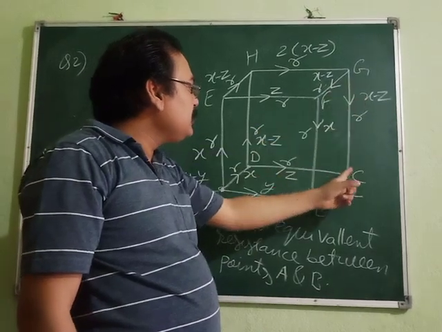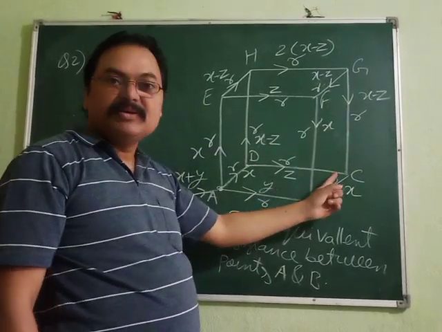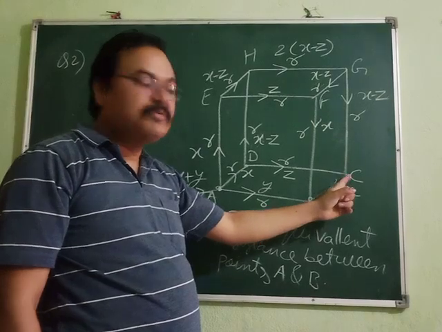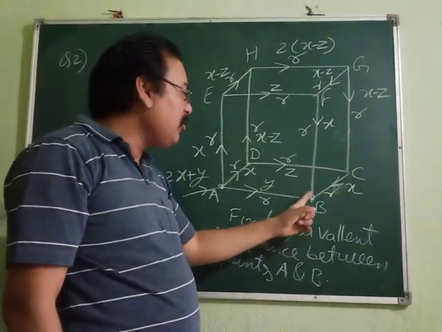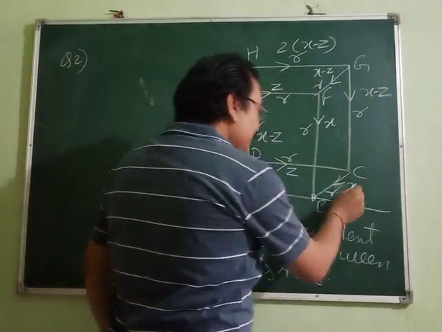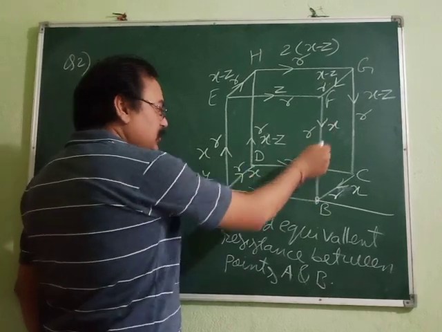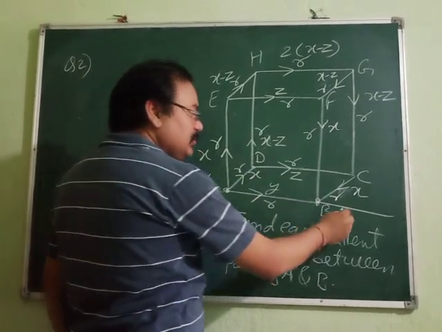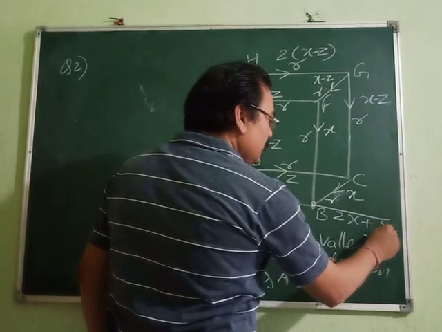X minus Z is coming through this, and from here what is coming? Z is coming. So x minus Z plus Z is how much? X. So x is reaching this. Now how much current is coming out of it? X plus x, 2x, plus this y. So we are getting 2x plus y.